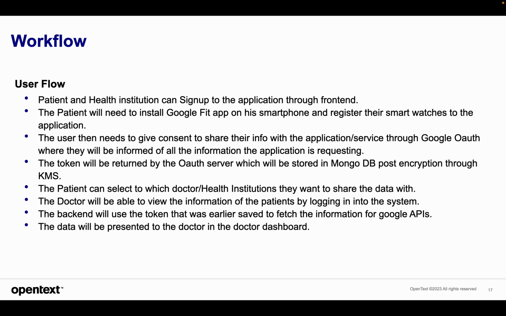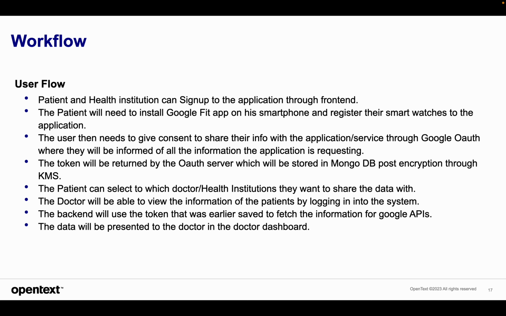Okay, and to give his access, we need an OAuth token, and he need not do anything. He just needs to say yes, I'm giving the access. He needs to click accept, and we get a token. The token that is returned by the OAuth server, we store that in our MongoDB post encryption through KMS, key management service, and the patient can then select in our app which doctor or health institution they want to share the data with, and the doctor will be able to view the information of the patient by logging into the system.